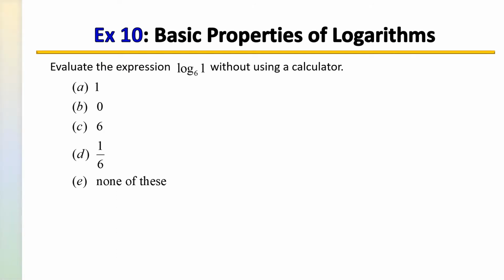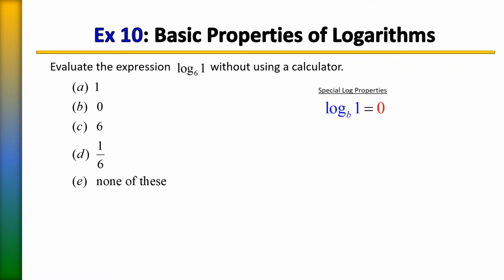In this example, we're asked to evaluate log base 6 of 1 without using a calculator. So you may say, well, how can I solve that without a calculator? Well, if you know the basic properties of logarithm, one specifically, which states that log base b of 1 equals 0, which means it doesn't matter what your base is, what that number is, if you have log base anything of 1, it will always equal 0 by definition. So the answer to this one is simply 0.